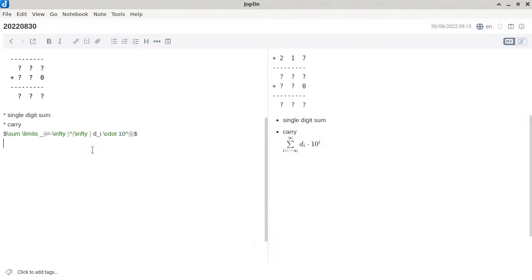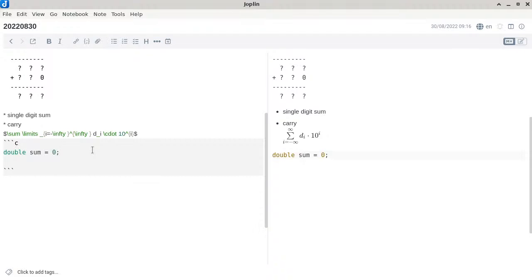So if I were to look at this and say, okay, what is the resulting value of this entire thing? This is the kind of code that I would write in C. So this is a block of C code in Markdown. And then what we do is we just say, I guess, double sum equals 0, because I need to initialize the sum to be 0 to begin with.